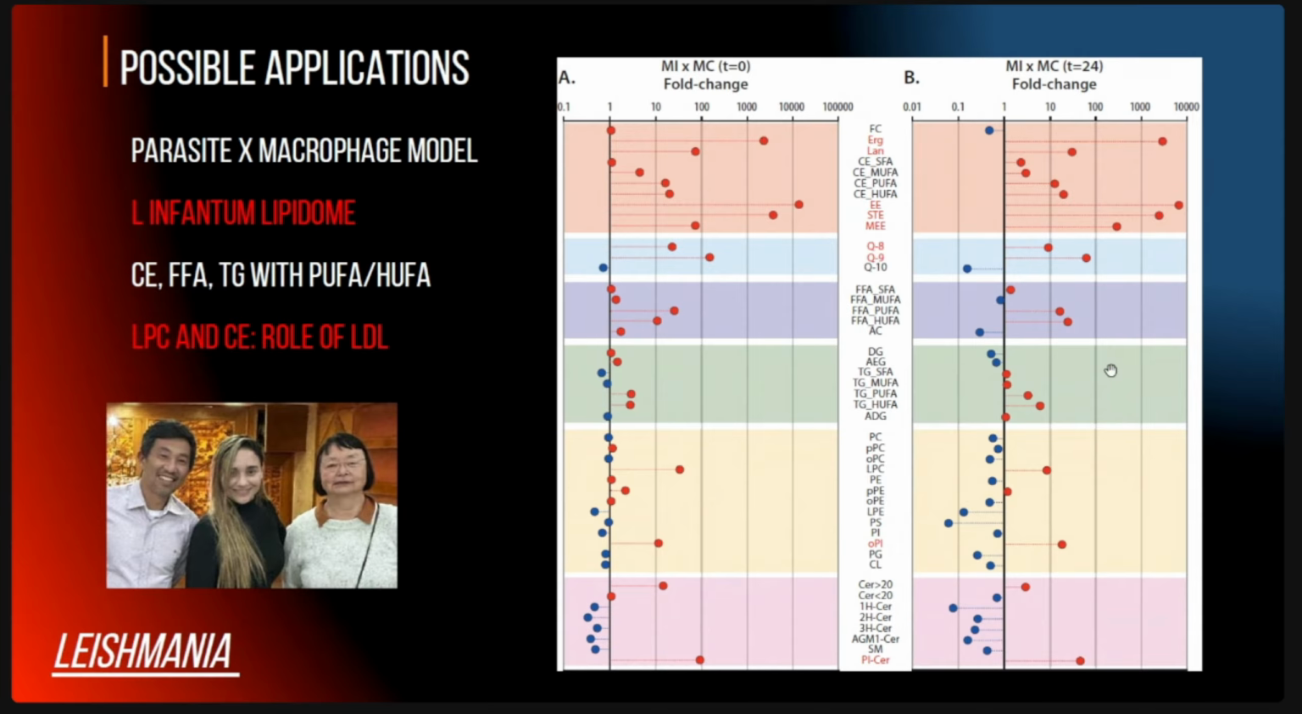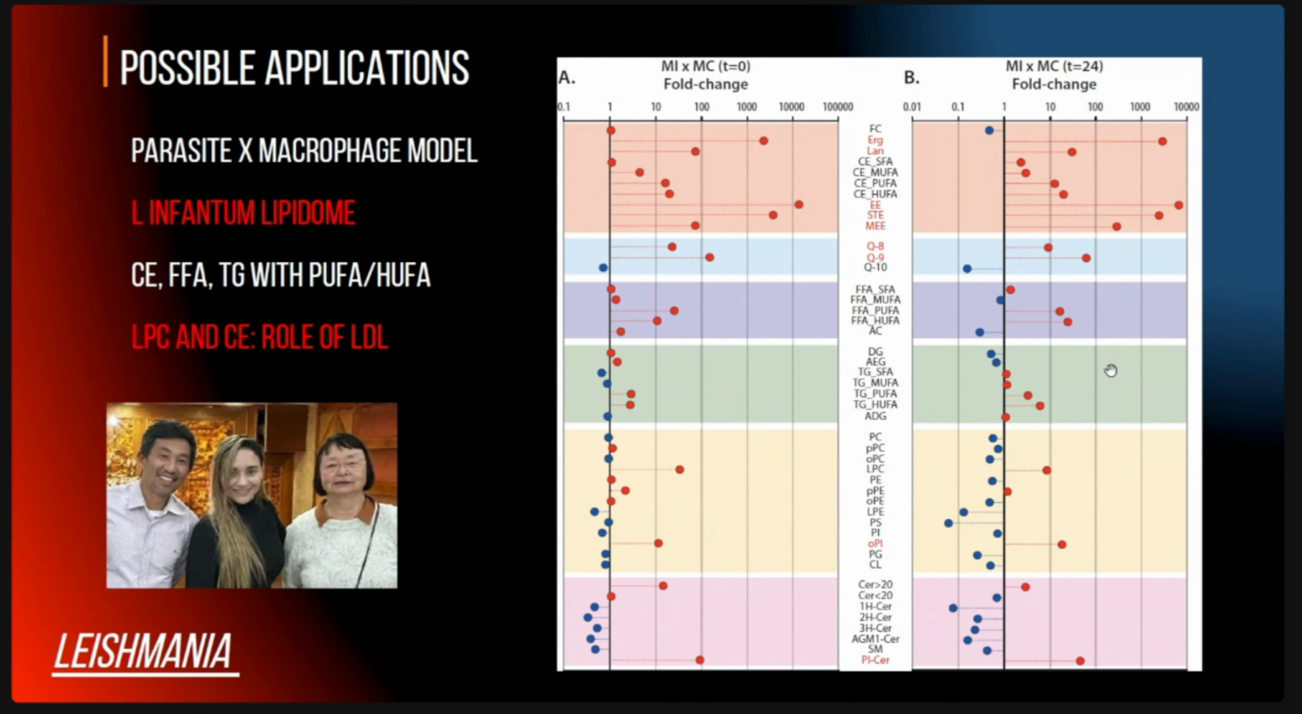And you have to believe me, because this graph is just a bunch of lipid classes here. But other than that, we found some lipids that we could not really tell who was producing. It could come from the parasite, but also from the macrophage.